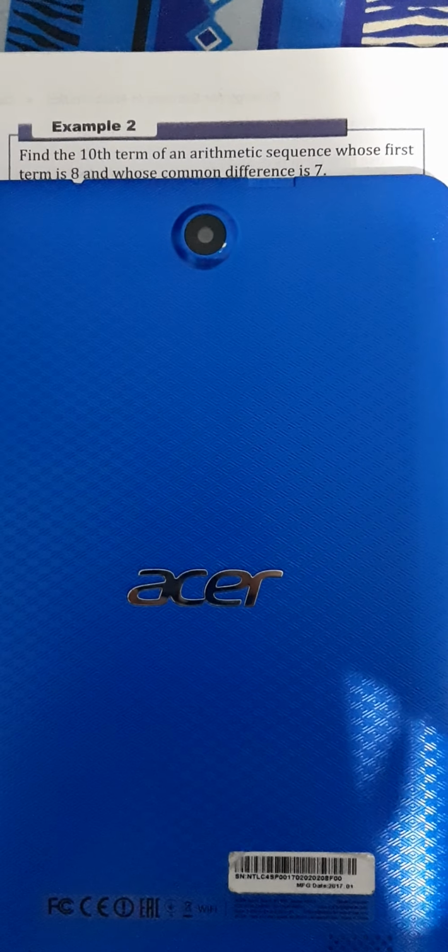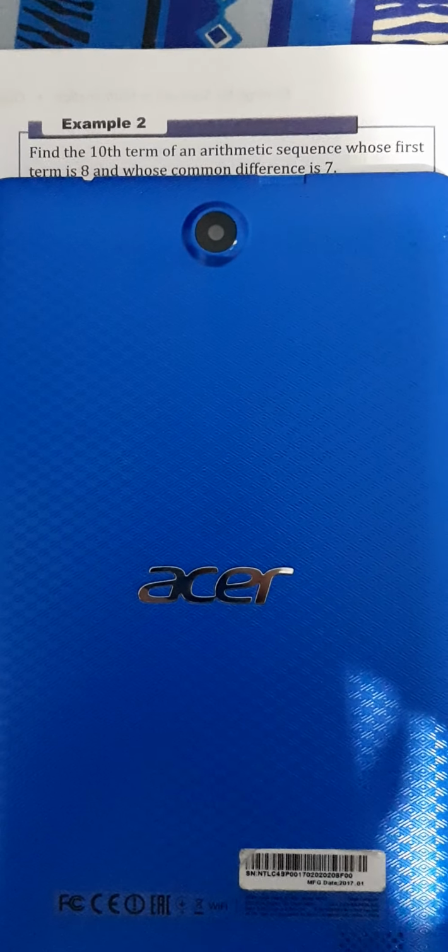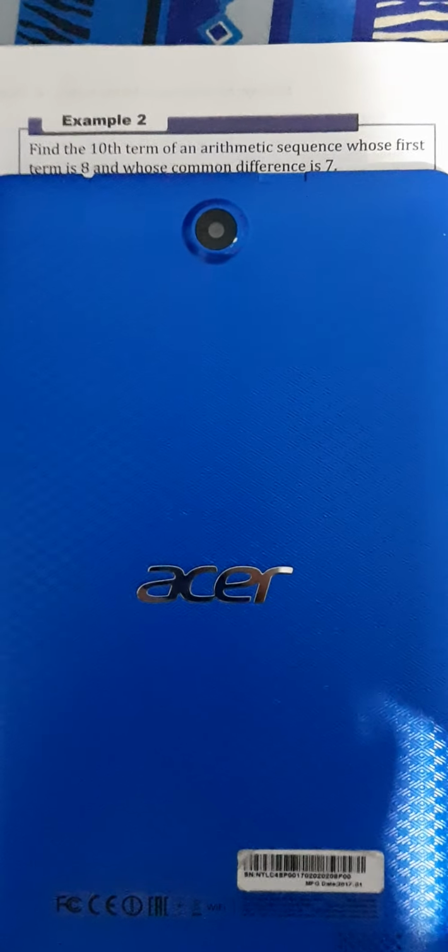So all we have to do is just identify the given and substitute the given into the formula. So the process goes like this. As what I have told you a while ago, we have to identify the given.